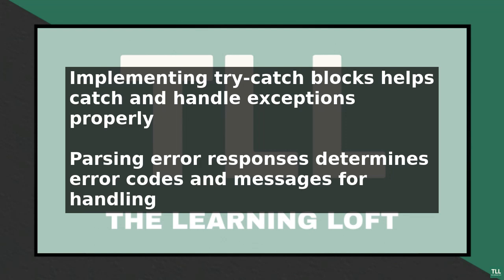handle the error accordingly. Best practices for handling errors in Bill.com API SDK include logging error responses for debugging and auditing purposes, implementing retry mechanisms for transient errors, and providing user-friendly error messages to end users.